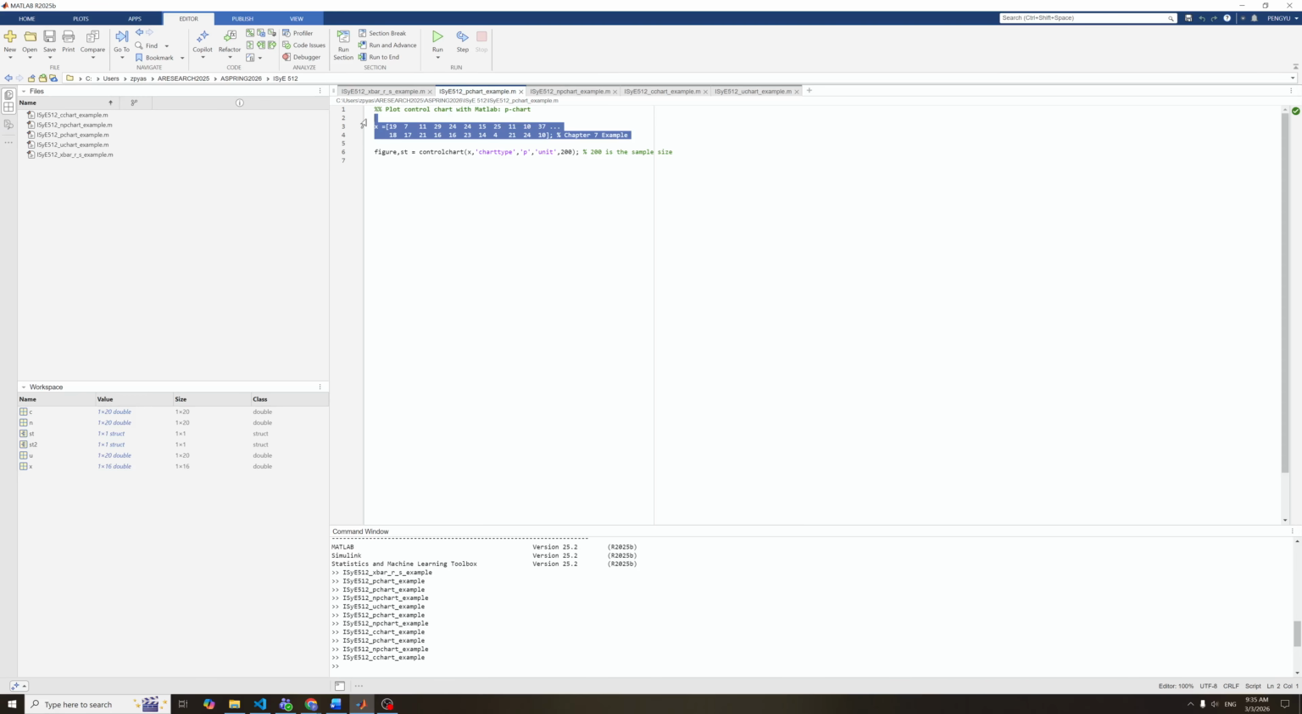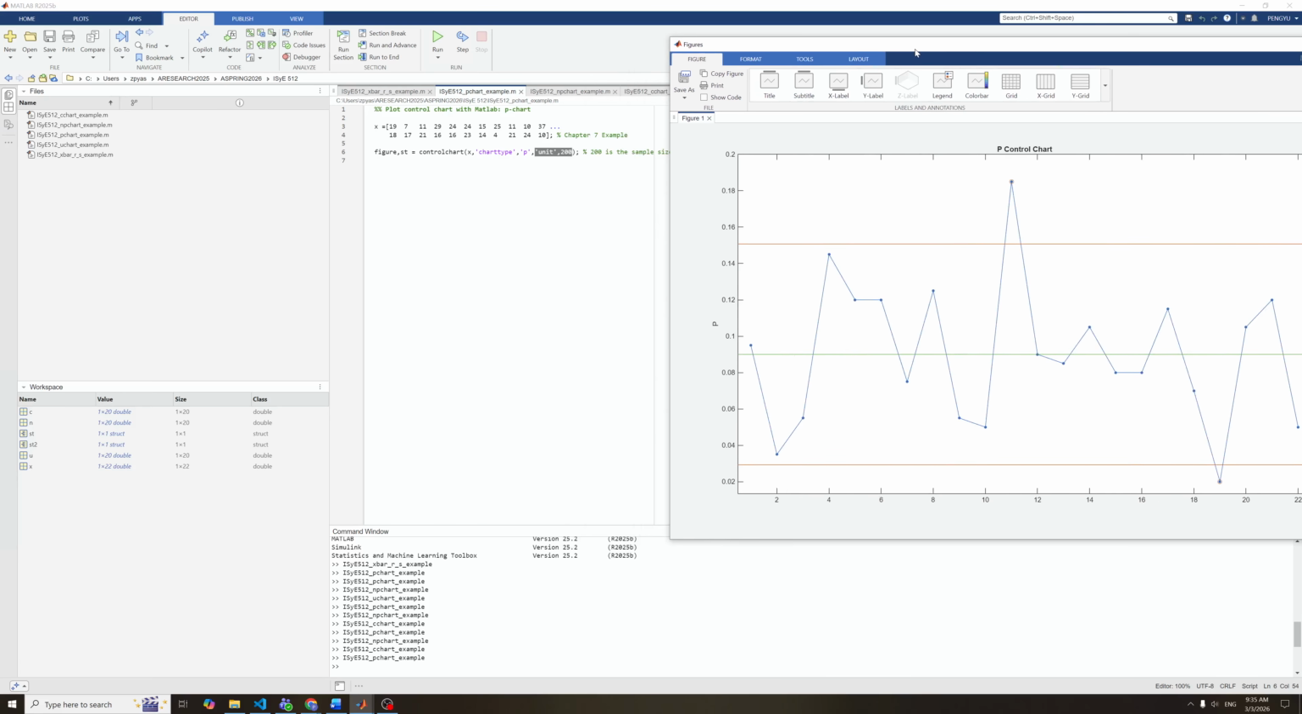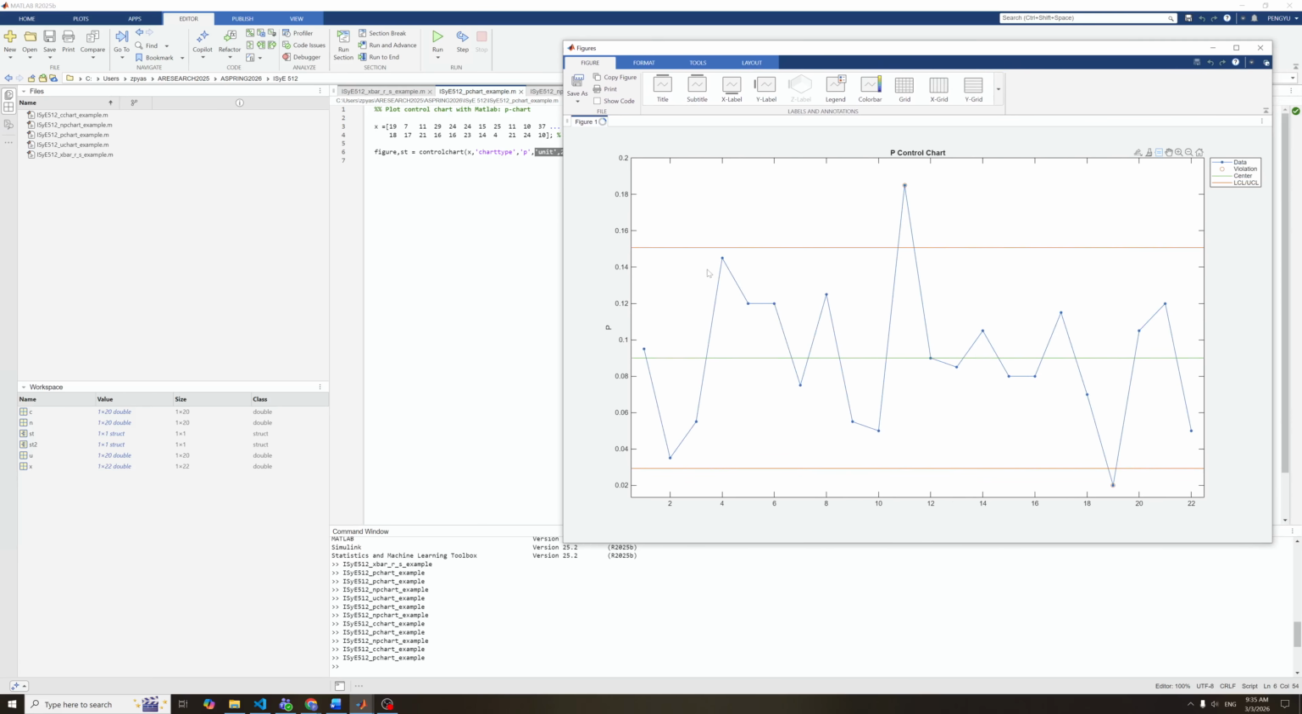The vector x contains the number of defective items found in each sample. In the function, we set the size of the inspection units to a constant value 200 with the typed in unit and 200. For each data point, pi equals xi over 200. For the center line, p bar equals the sum of xi over the sum of ni. And in this case, ni is a constant value 200.